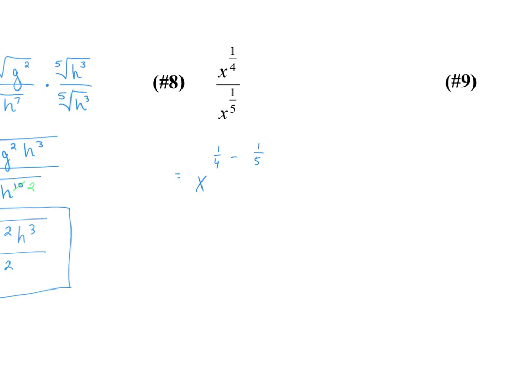Okay, and in order to subtract or add fractions, we need to have common denominators. So we're looking for a common multiple of 5 and 4, and that is 20. So I'm going to multiply that by 5/5 and this fraction by 4/4. So we're going to get x to the 5/20 minus 4/20. Common denominators, we can just subtract the numerators, so we're left with x to the 1/20. And that is our final answer. And that concludes the notes for 7.2 part 2.